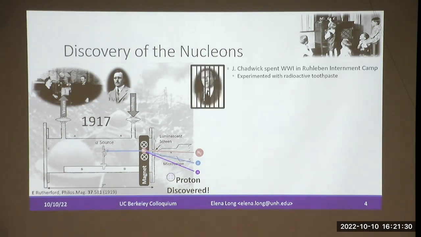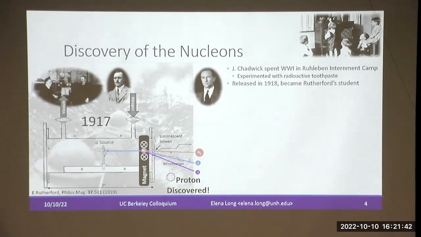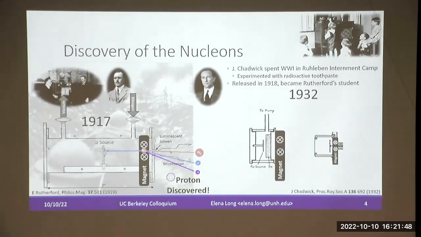While this work was being done, there was another man by the name of James Chadwick who actually spent World War I in an internment camp. He was actually doing work with radioactive toothpaste, the height of the radium craze. Interesting things were done during that time. But after he was released in 1918, he went to work with Rutherford and became his student. And he did a very similar experiment to this one where they had the same kind of particles coming out.